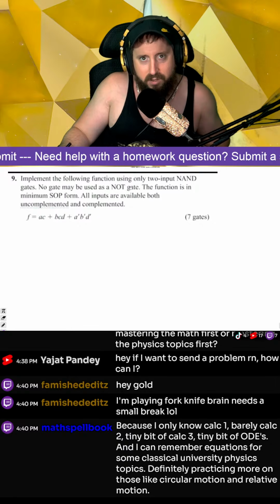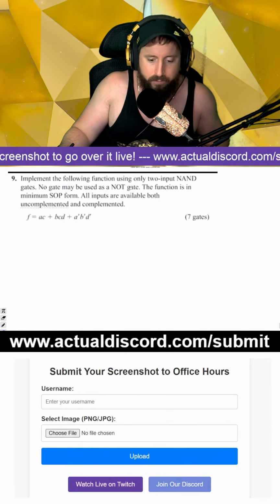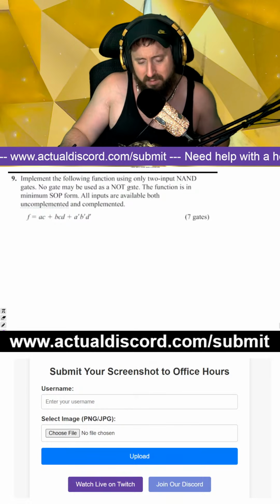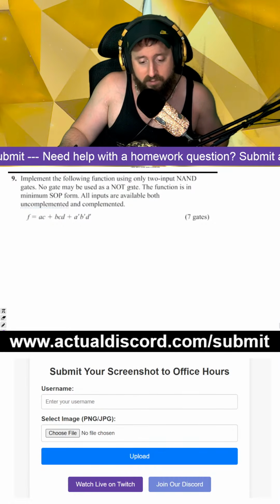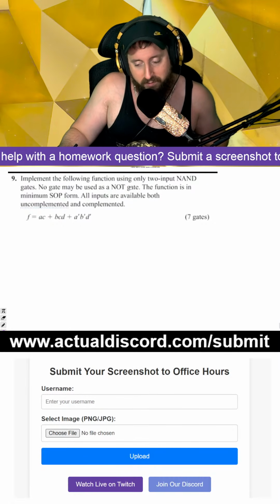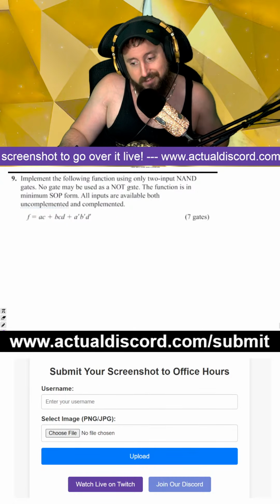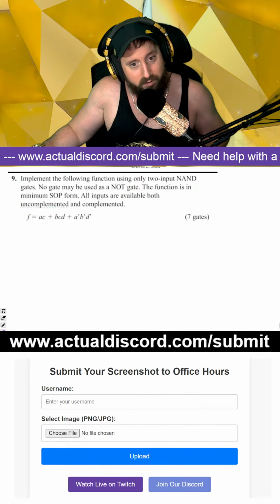Math Public says, because I know Calc 1, barely Calc 2, tiny bit of Calc 3, tiny bit of ODEs, and I can remember equations for some classical university physics topics, definitely practicing more on these. Yeah, no, but for first year physics, you only need to know up to, I'd say, Calc 1, maybe some Calc 2. When you get into the upper division physics classes, very much you need to have a solid understanding of Calc 3. So multivariable calculus is very important. Linear algebra can help you out a bunch. And then diffeq a little bit, but you really just learn the 1 or 2 tricks to do things for it.